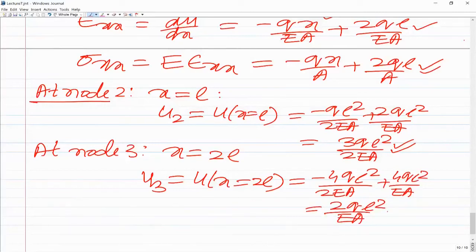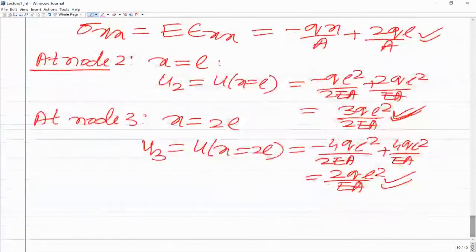So the finite element solution is matching with the exact solution at node 2 and node 3. Of course, this is happening for this particular case. It may not always happen, but if you keep on increasing the number of elements up to a certain number, which is known as a converged mesh, you will match the FE solution with the exact solution.